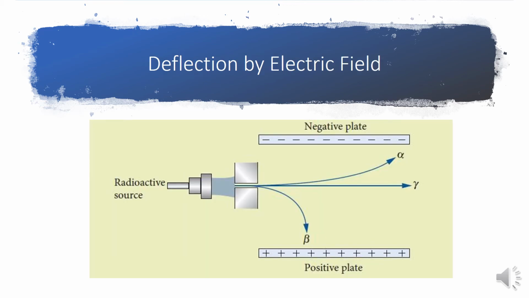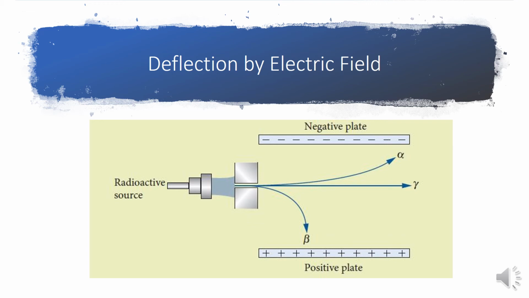Next characteristic is deflection by electric field. In an electric field created by parallel positive and negative plates, alpha radiation is deflected toward the negative plate due to its positive charge, and beta radiation is deflected toward the positive plate due to its negative charge.